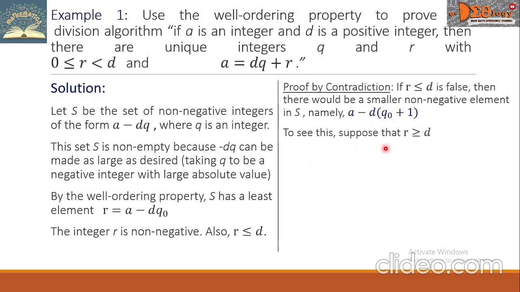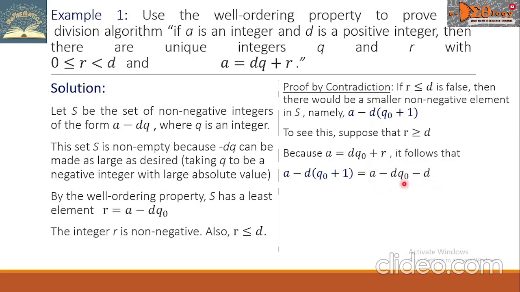To see this, suppose that r is greater than or equal to d. Because we assigned the least element a while ago, a equals d times q sub 0 plus r. Because of this contradiction principle, it follows that a minus d times the quantity q sub 0 plus 1. Then let us simplify by multiplying this negative d to the terms inside the grouping symbol. So we have now a minus d times q sub 0 minus d.